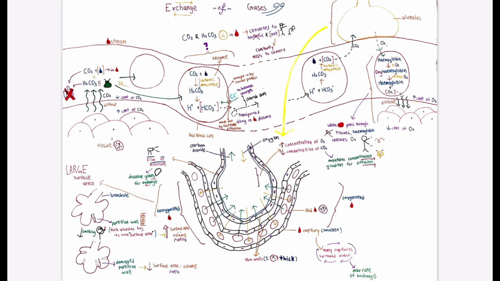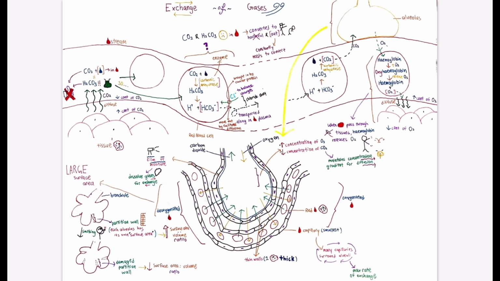Fourthly, the concentration gradients of oxygen and carbon dioxide are always maintained to ensure that diffusion keeps going. The concentration gradients are maintained by constant breathing as well as blood flow that brings oxygenated blood out of the lungs and deoxygenated blood in.